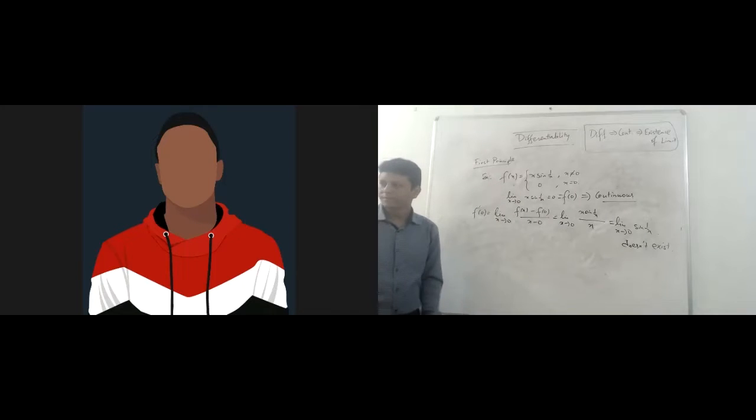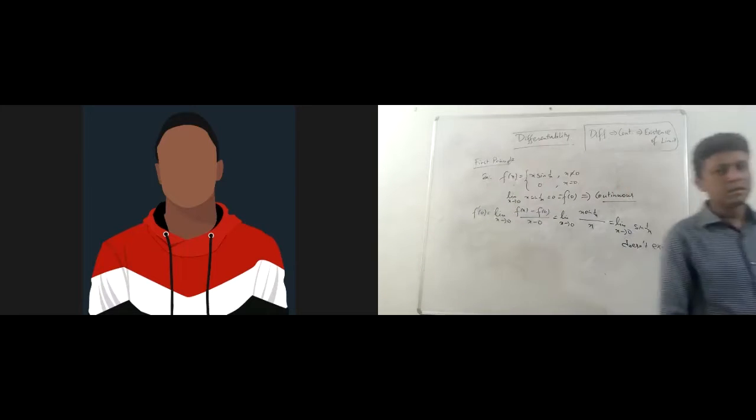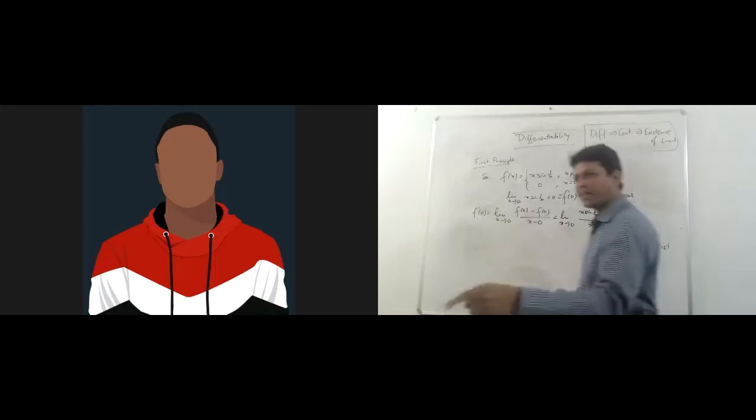Very good example, very good and important example. Write it down. Continuous, but not differentiable. So continuity doesn't ensure differentiability, but differentiability ensures continuity. Continuity ensures existence of limits.